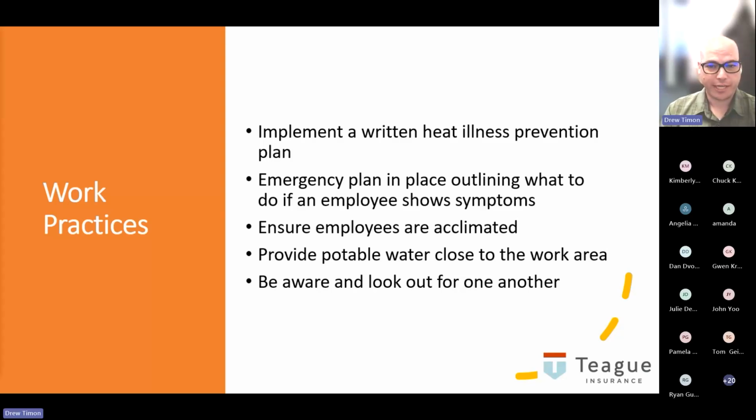You also want to make sure that you have an emergency plan in place that's outlining what to do when an employee shows symptoms, especially those symptoms of heat stroke. Make sure your employees are acclimated. We talked about earlier, 4 to 14 days. We want to give the employee that time, limit their exposure to the heat so the body can properly adjust to a new climate. Make sure you're providing that potable water close to the work area, and then be aware and look out for one another, set up buddy systems, and make sure employees are reporting symptoms right away.